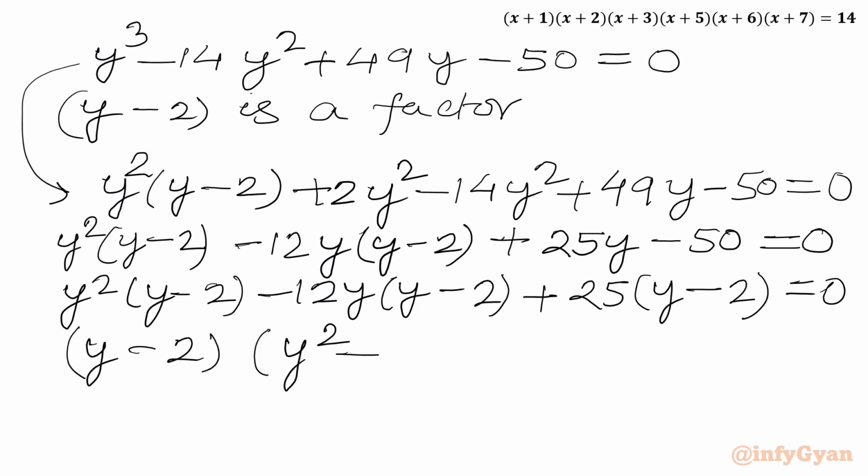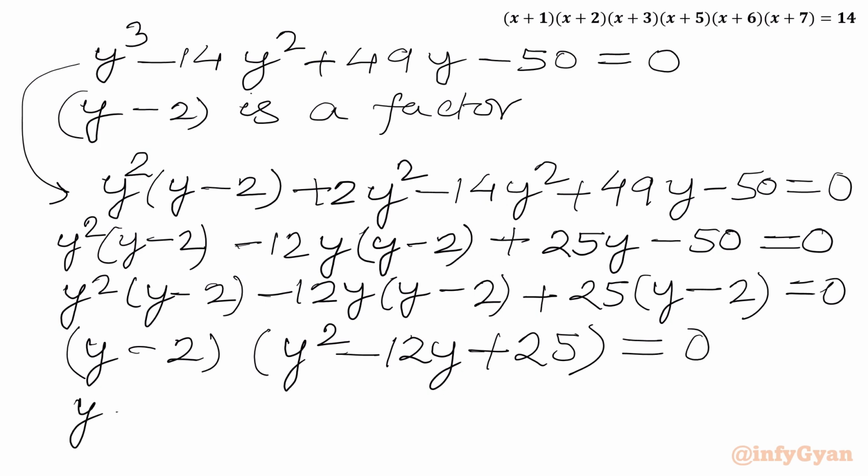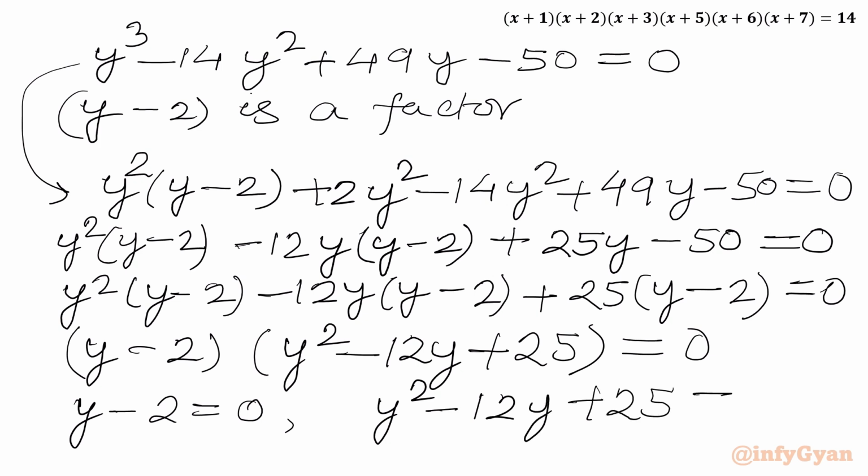y square minus 12y plus 25 equal to 0. So from here we can conclude either y minus 2 will be 0 or quadratic equation y square minus 12y plus 25 equal to 0. Let's solve both the equations one by one.